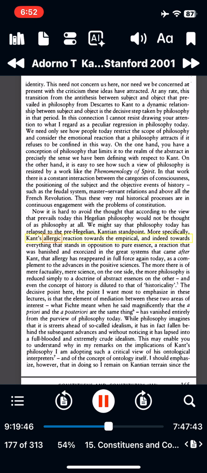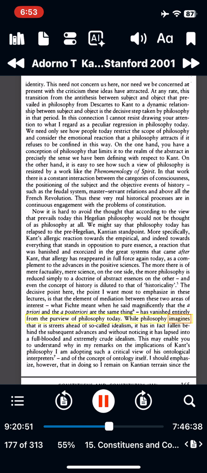More specifically, Kant's allergic reaction towards the empirical, and indeed towards everything that stands in opposition to pure essence, a reaction that was banished and exorcised in the great systems that came after Kant, has reappeared in full force again today, as a complement to the advances in the positive sciences. The more there is of mere factuality, mere science, on the one side, the more philosophy is reduced simply to a doctrine of abstract essences on the other, and even the concept of history is diluted to that of historicality. The decisive point here, the point I want most to emphasize in these lectures, is that the element of mediation between these two areas of interest, what Fichte meant when he said magnificently that the a priori and the a posteriori are the same thing, has vanished entirely from the purview of philosophy today.